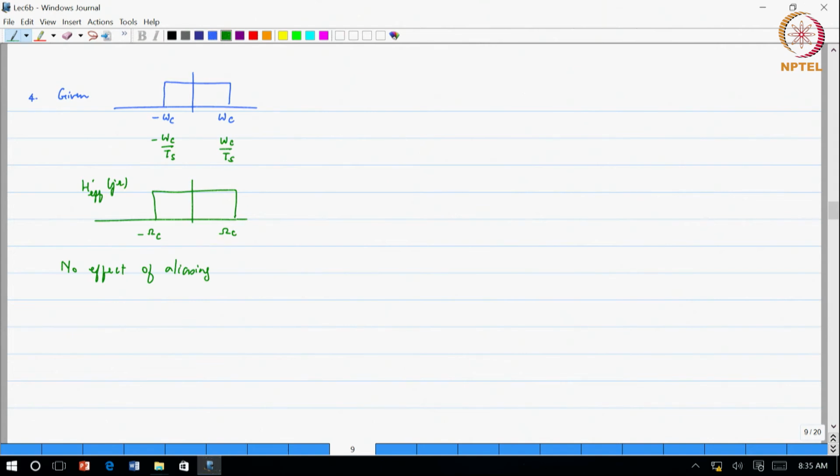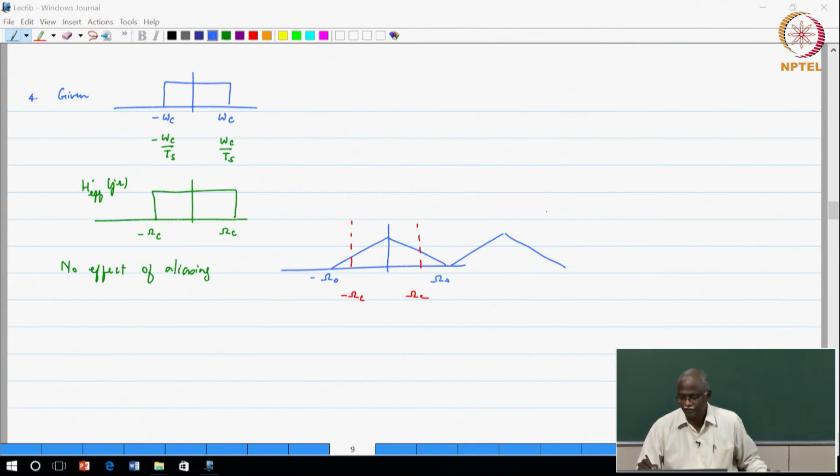Now, what is the condition for no effect of aliasing? In other words, I am going to allow aliasing to come in as part of my sampling process, but I am going to make sure that... basically this would mean that if I had an input spectrum of this form, from minus omega naught to omega naught, and let us say somewhere here is the boundary for omega c, that is minus omega c to omega c. No aliasing requires you to create your copies beyond this point, this is no aliasing.